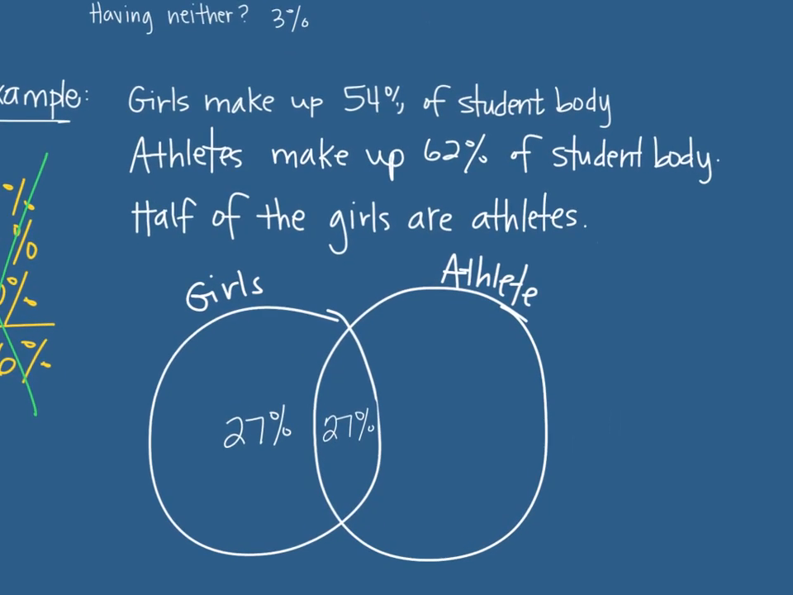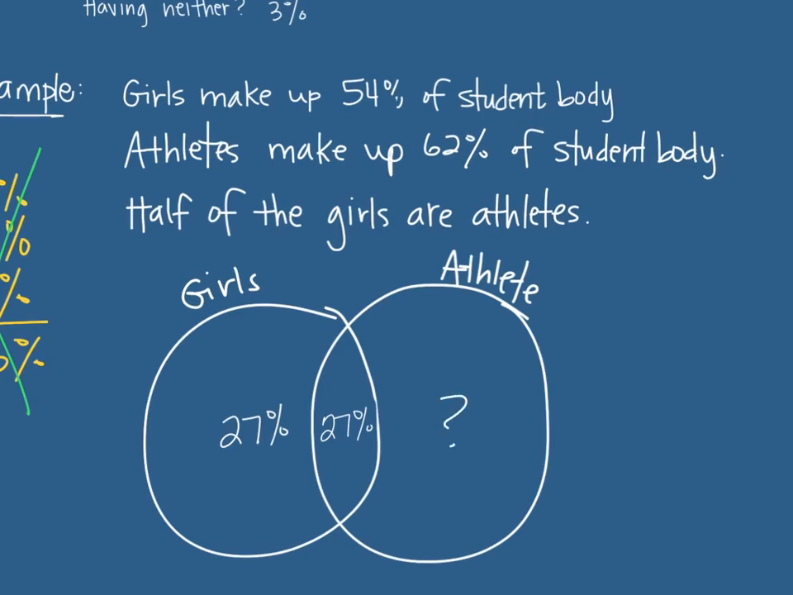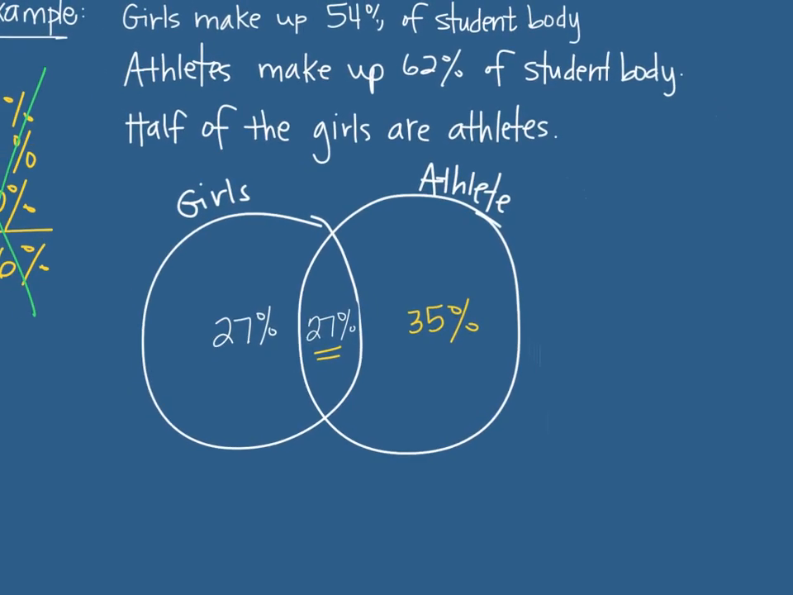All right, now we need the part over here that represents the athletes that aren't girls. Well, we need to get up to 62% altogether. All right, well, we've got 27 already, and so the remaining percentage for the athletes is going to be 35. All right, so what can you figure out from what we've got so far? So we have 27, we have 27, and we have 35 altogether. If you add all of those up, you're going to end up with 89. Okay, so far, 89%.